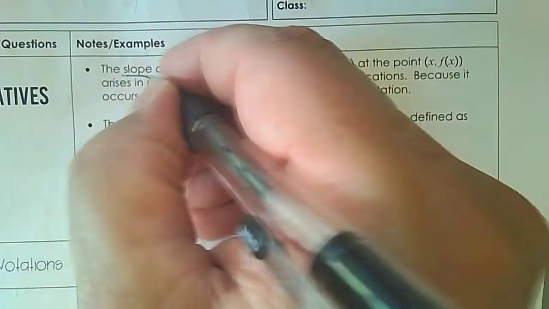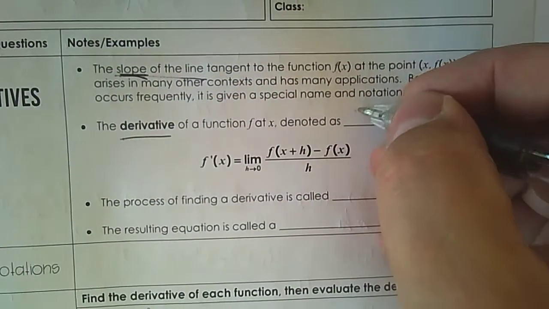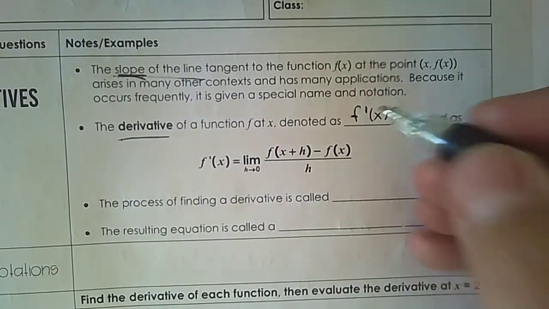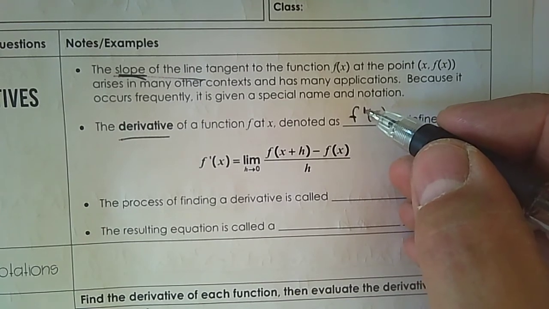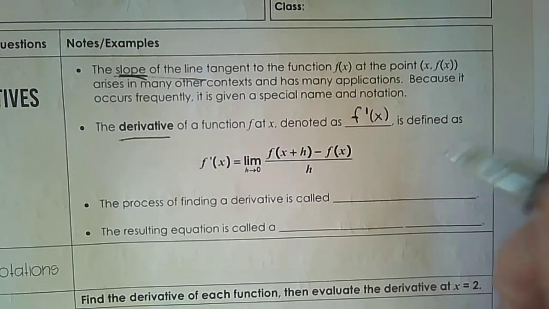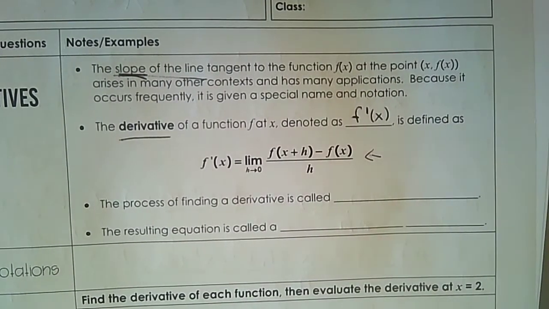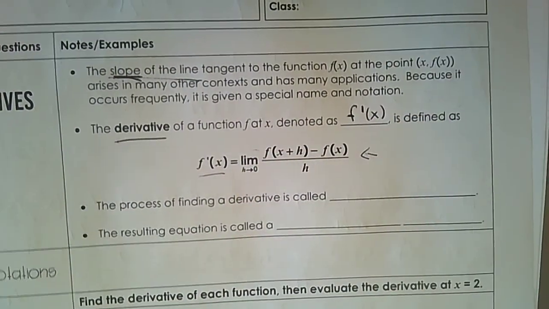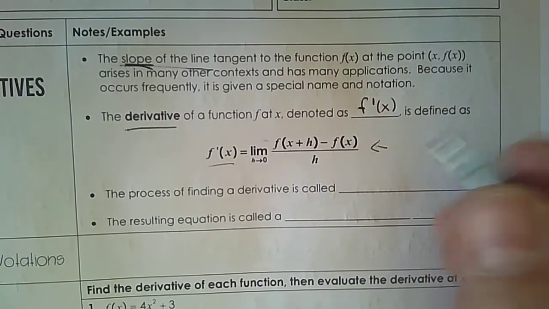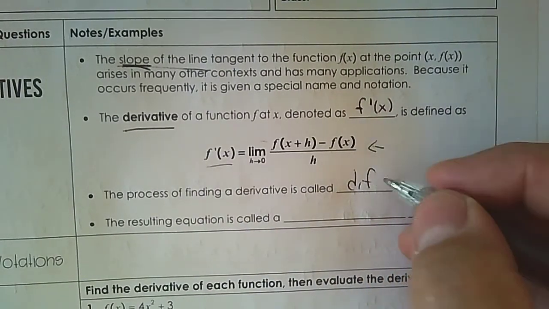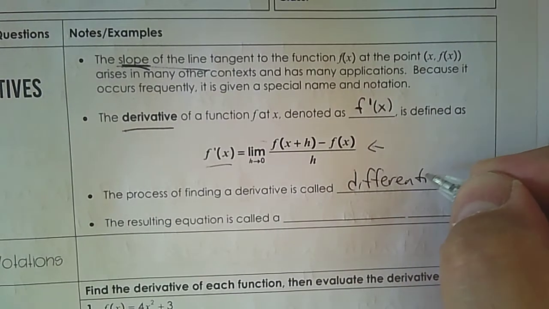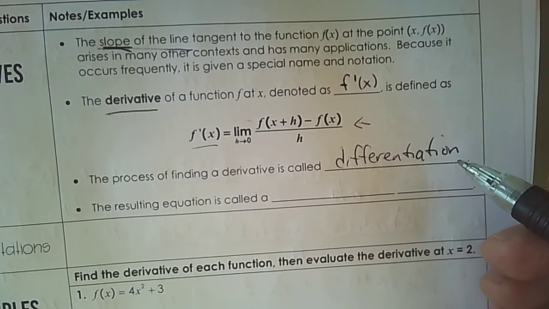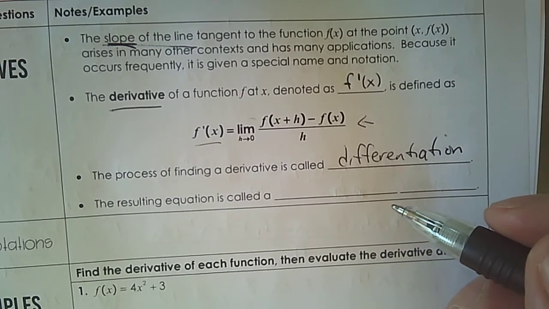There's a little tick mark that we put down beside f of x. That little line, sometimes we use the word prime, denotes derivative. Here, we did this to find the slope of the tangent line. That is the limit definition of a tangent. The process of finding a derivative is called differentiation. So that word, differentiation, means it's the act of taking the derivative. And the resulting equation is called the differential equation that you find.